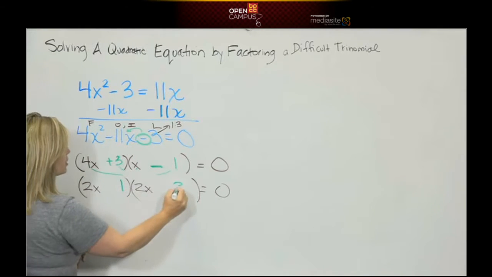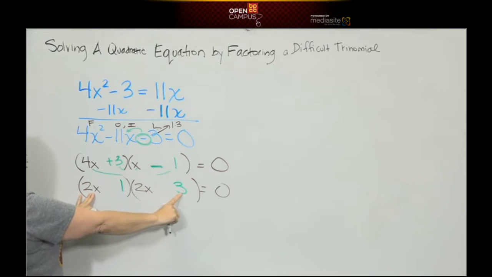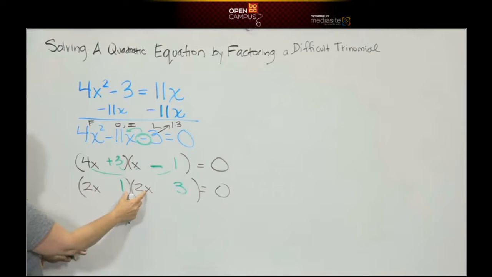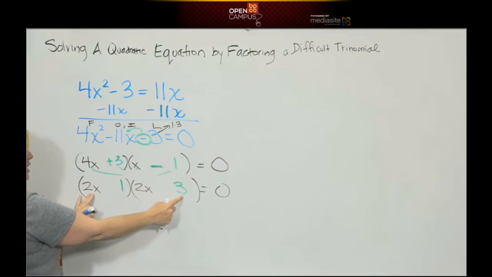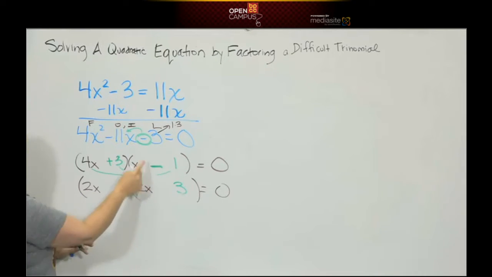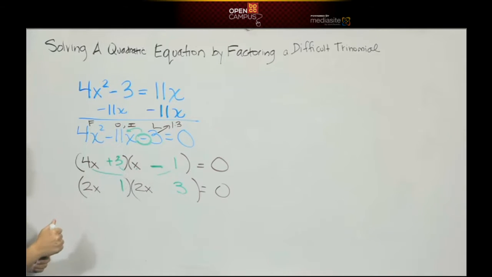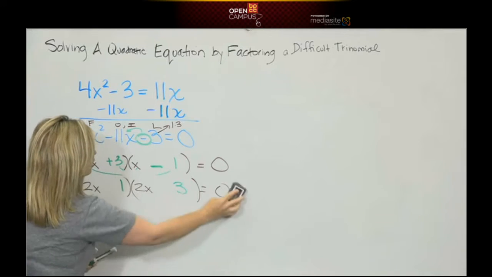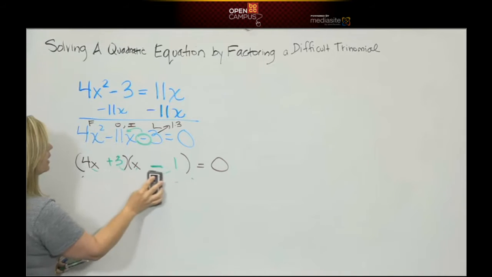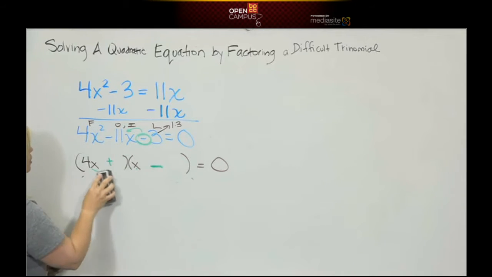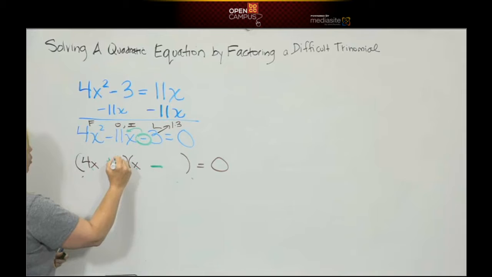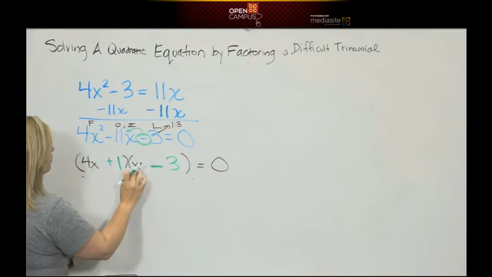If you put the numbers down here, your outers would have been 2 times 3, that would have been 6x, and the inners would have been 2x. 6x and 2x does not subtract to 11x. So we talked about this. When you factor a difficult trinomial, it matters what order the numbers are in. So yes, the 1 went here, the 3 went here.